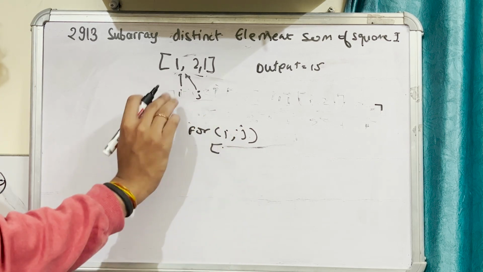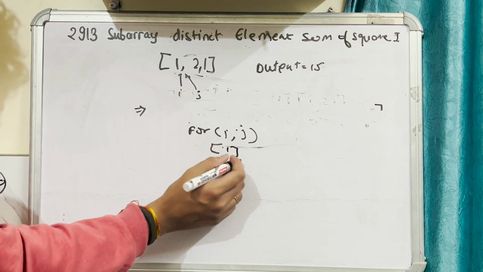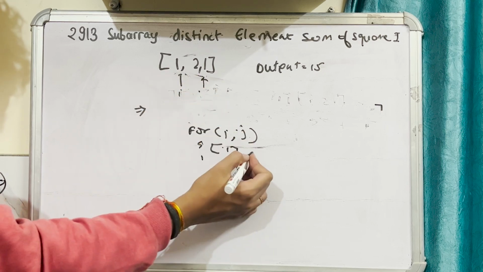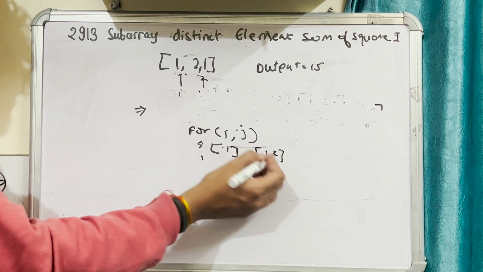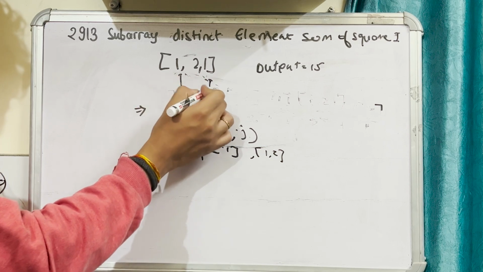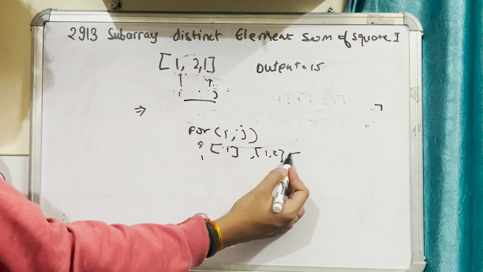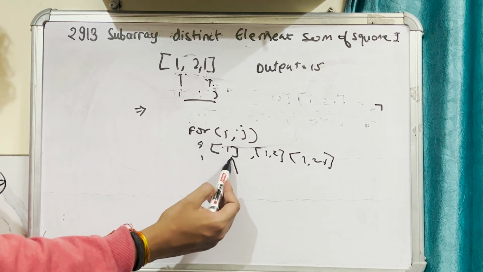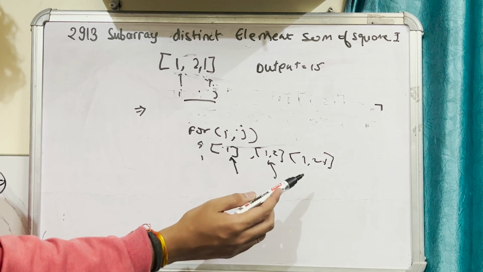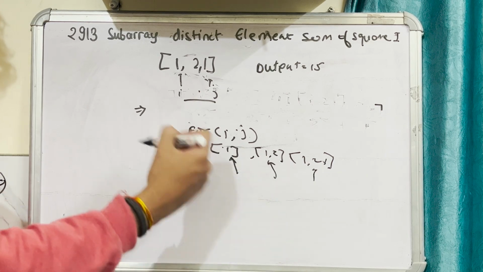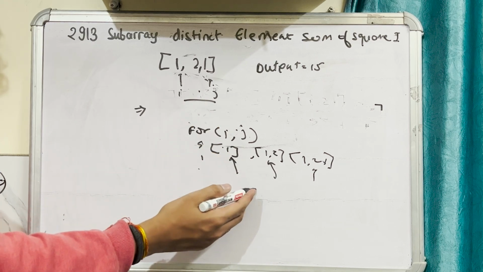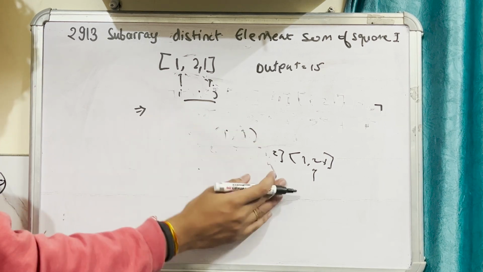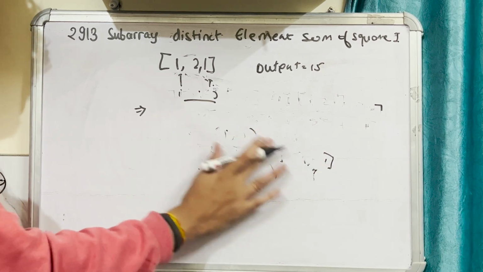If you do this, this will be your subarray. If you increase your j here, this will be your subarray. And if you increase your j here, i to j will be 1 to 1. But the thing is how to count unique elements in an array. The thing is very simple. To keep track of unique elements in an array, you mostly use a set, an unordered set, or the simple set.